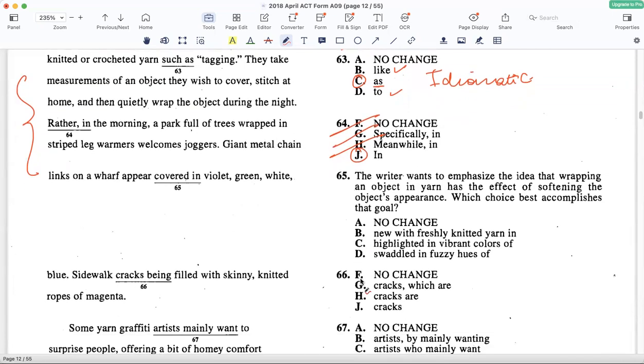The writer wants to emphasize the idea that wrapping an object in yarn has the effect of softening the object's appearance.